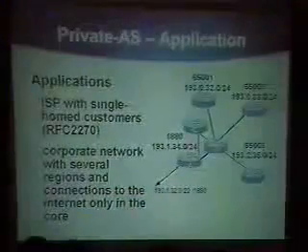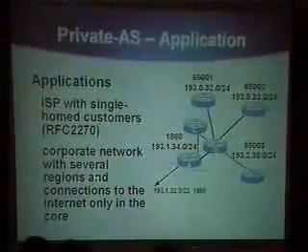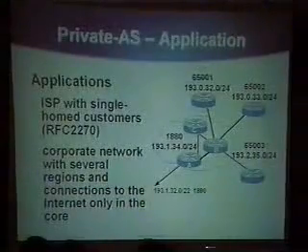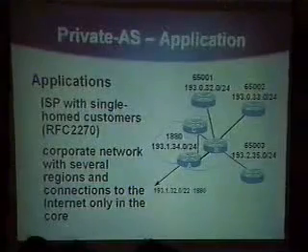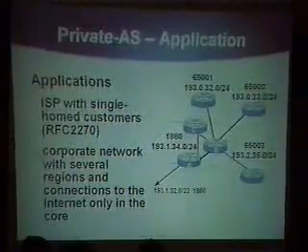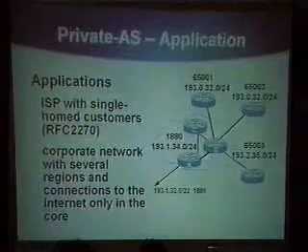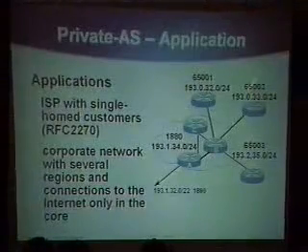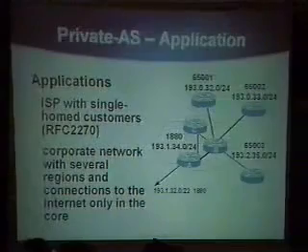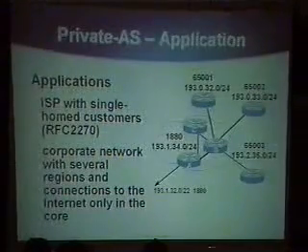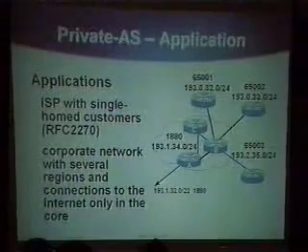Using private ASs, well, an ISP with lots of single home customers, as per RFC 2270, that's a good application for private ASs. Obviously, confederations we've seen before, and a corporate network with several regions and connections to the internet only in the core. Often, certainly multinational corporates like splitting their networks up into different regions of control, but may have an HQ that controls internet access. So they have different autonomous systems around the globe, but only HQ has the real one that connects to the internet. Okay, so that's a kind of delegated authority.